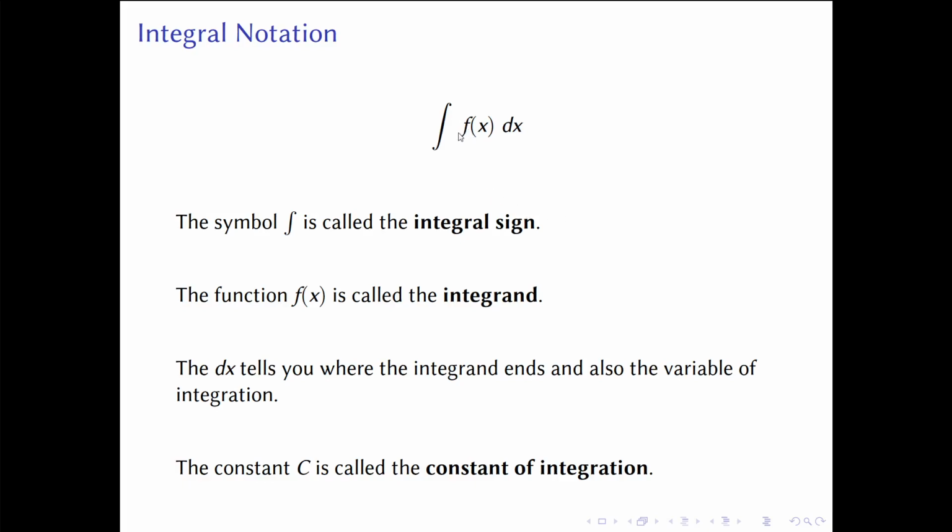Sometimes you will see constants in here, and then you'll know if it's not this variable, then it has to be a constant. The plus c that we get when we evaluate an integral, find the antiderivative, and then put the plus c on there is called the constant of integration. Okay.